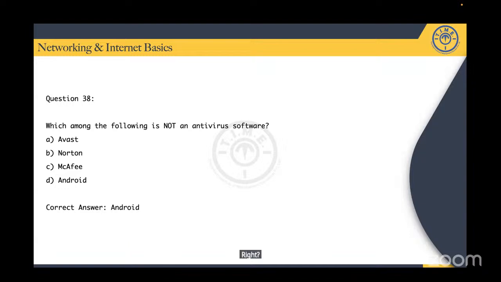Avast is a very popular free antivirus. Even when I was using Windows, I used Avast only. Norton is a commercial antivirus suite. Some people prefer Norton. McAfee is an enterprise and personal antivirus, right? So I'll repeat: Avast, very popular especially as a free antivirus. Norton, commercial antivirus suite. McAfee, enterprise and personal antivirus.